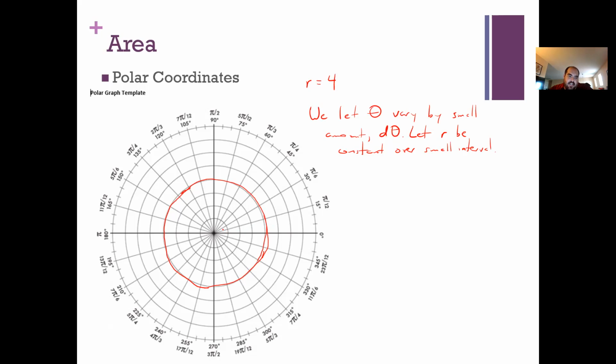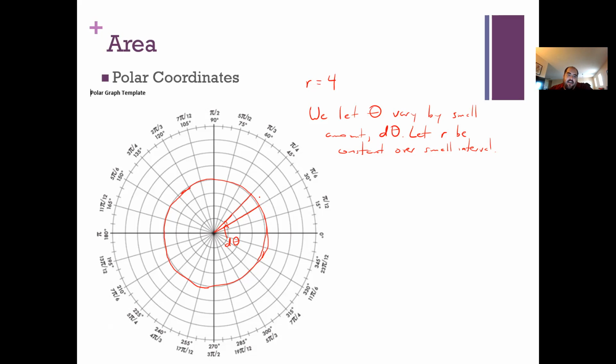So if I do that, let's say I'll just mimic one of these lines here. This right here will be my d theta. This little change right here is d theta. If I let theta vary by a little bit, then I get that wedge right there. Or if you want to be geometrically accurate, that's called a sector. A sector really is just basically a slice of a circle.